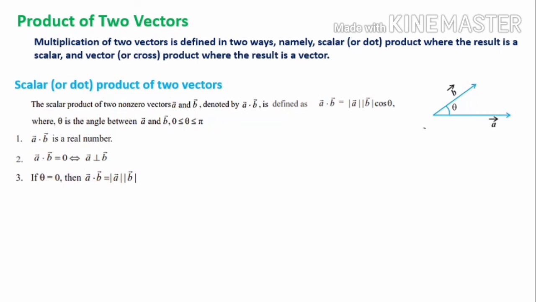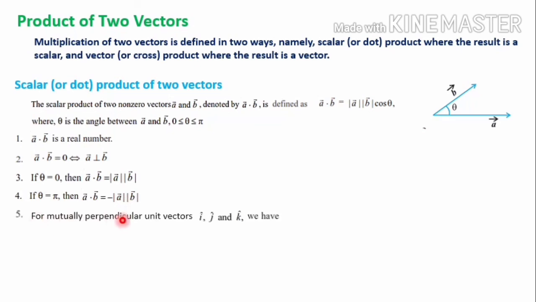is equal to modulus of vector A into modulus of vector B. Next, if theta is equal to pi, then vector A dot vector B is equal to minus of modulus of vector A into modulus of vector B.